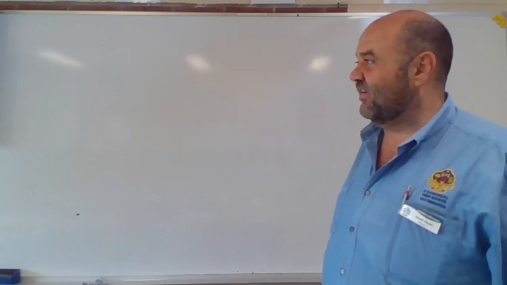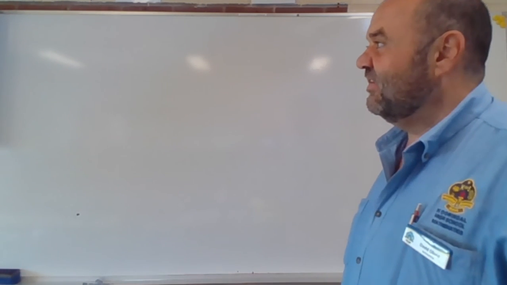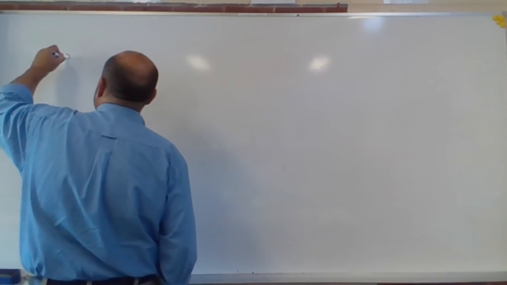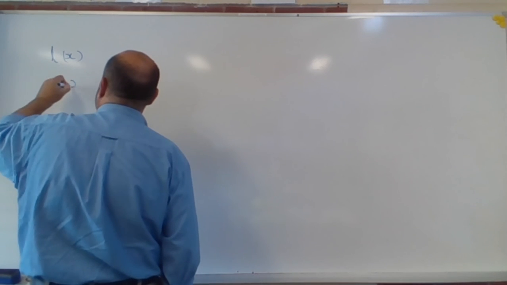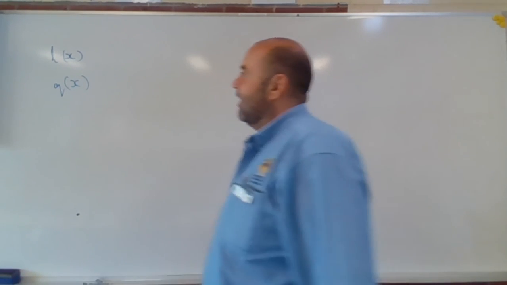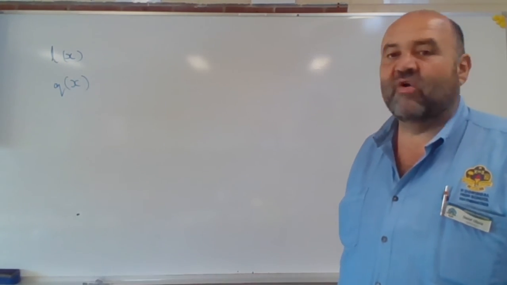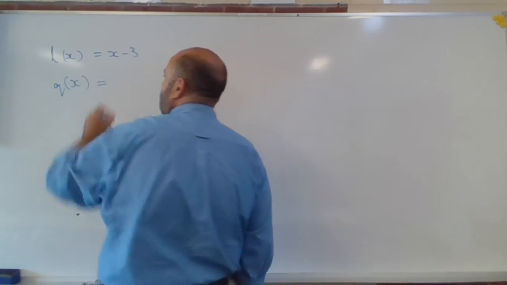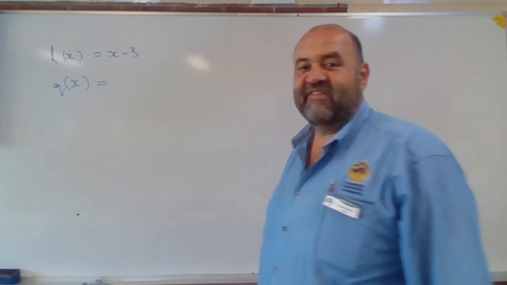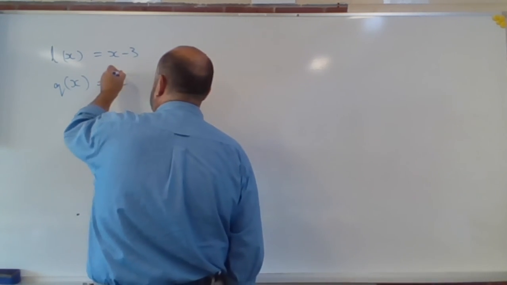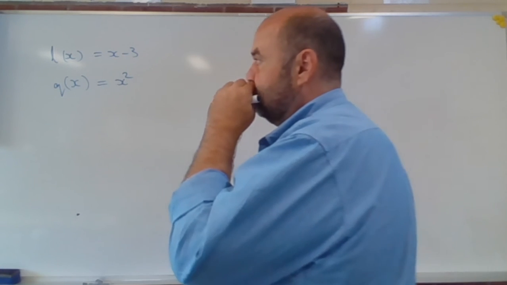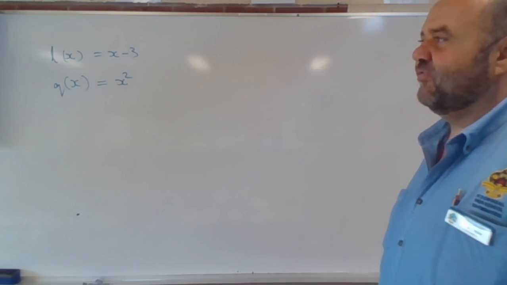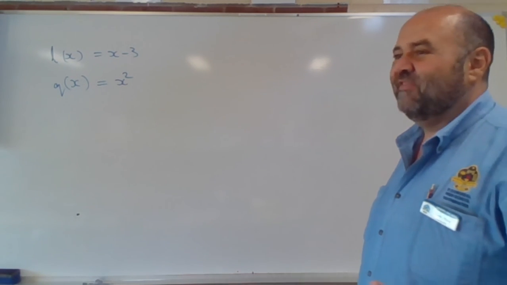So the question tells us that we've got two functions, L of x and Q of x. L of x is x minus 3, and Q of x is x squared. Then it gives us a couple of exercises. It asks us to find L of Q of -1.